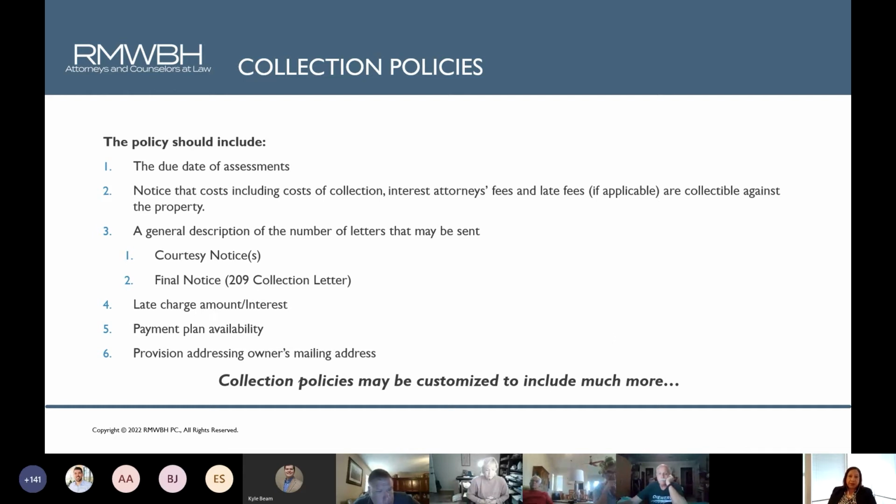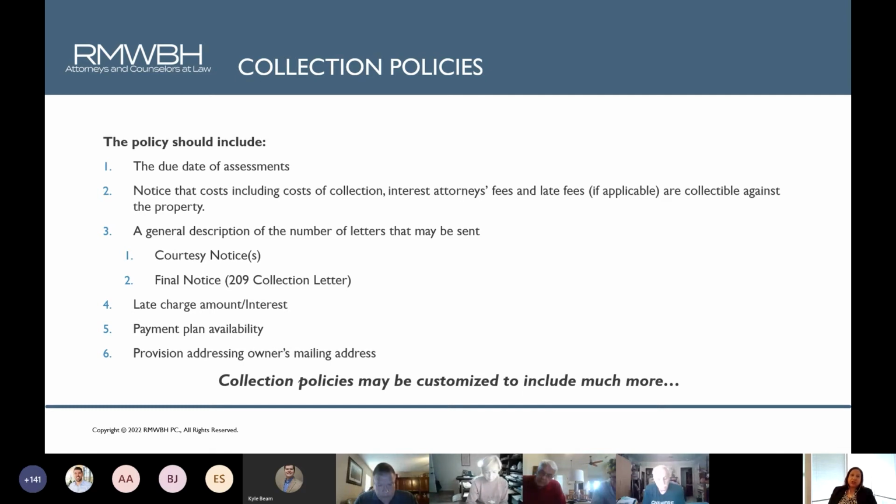A provision relating to the homeowner's mailing address is really a good provision to have in there. Oftentimes, the collection policy will state that the notices will be sent to the homeowner's mailing address, and it'll be the last known mailing address that the association has on file for the homeowner. What's really important for the collection policy in connection with this specific provision is to put that the burden for updating the homeowner's address that the association has on file belongs to the homeowner.